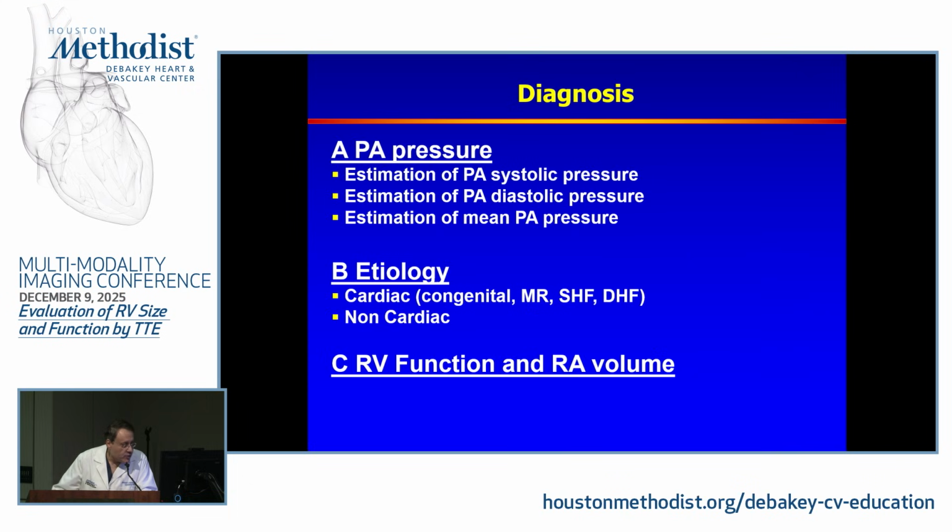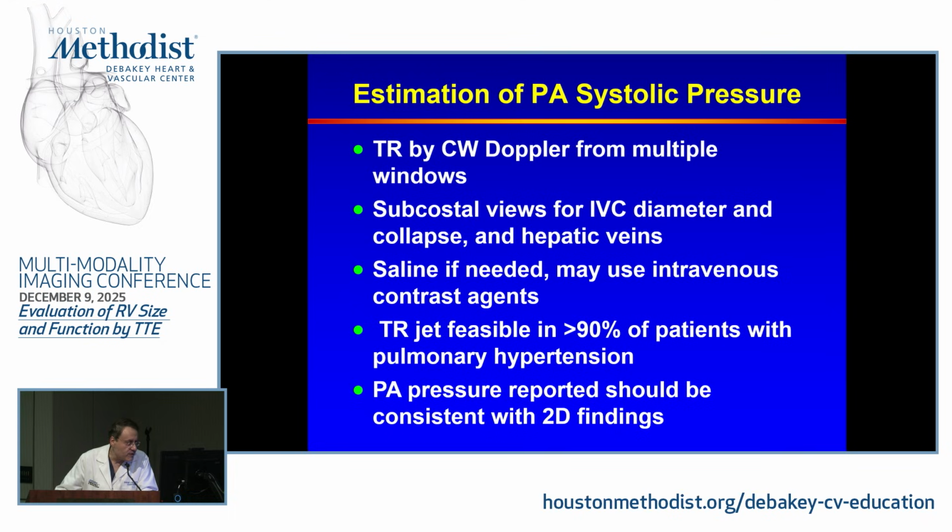Okay. So we'll talk about how to estimate each of these pressures: systolic, diastolic, and mean pressure. We can look at the etiology, be it cardiac or non-cardiac. The non-cardiac is, of course, a challenge for us. And then we've already talked about RA and RV function. When you see RA dilatation, when you see an RV that gets worse, when you see an effusion, all of these are indicators of, or are associated with, worse clinical outcomes. We acquire the TR jet by continuous wave Doppler from multiple windows. It has to be multiple windows.